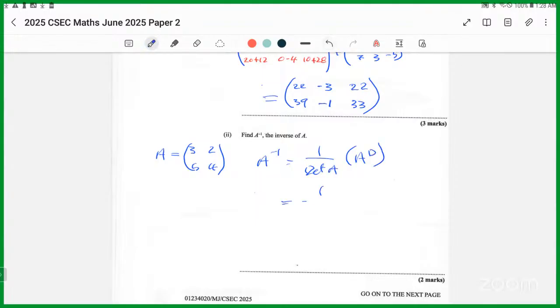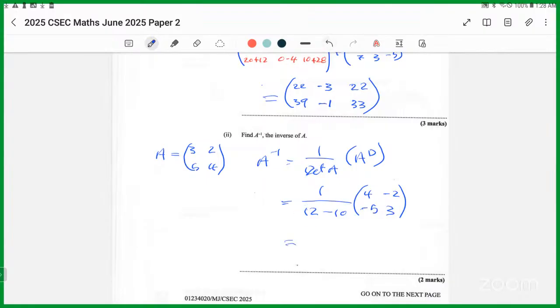That is 1 over the determinant. This product is 12 minus this product, 5 times 2 is 10. Multiply by the adjoint. Interchange the elements on the first diagonal: 4 goes here and the 3 goes there. Leave these two other elements where they are, but change the sign: this becomes -2, this becomes -5.